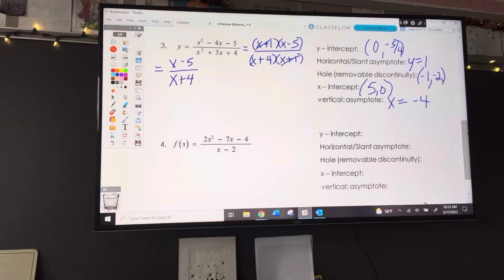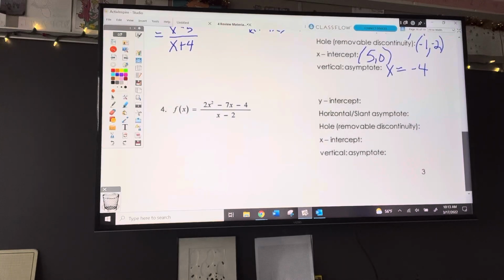Move on? One more problem. We've got to do long division. Esto es muy importante. Okay, so factor the numerator. The denominator is already factored.